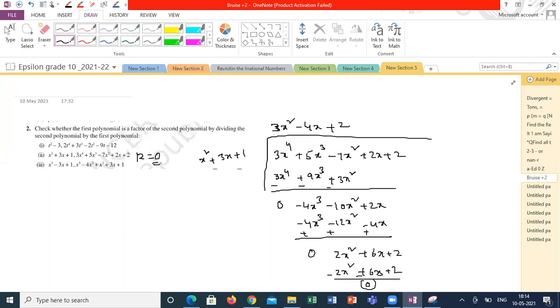Yes, sir. Go to the third one. The remainder is 0. This is the quotient. The quotient is 3x square minus 4x plus 2.